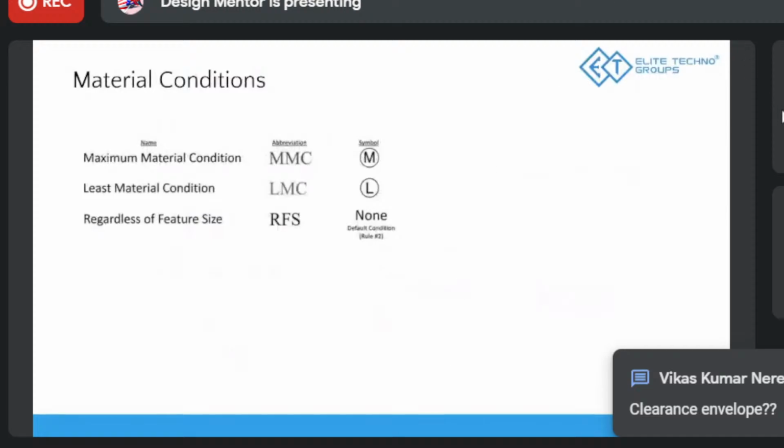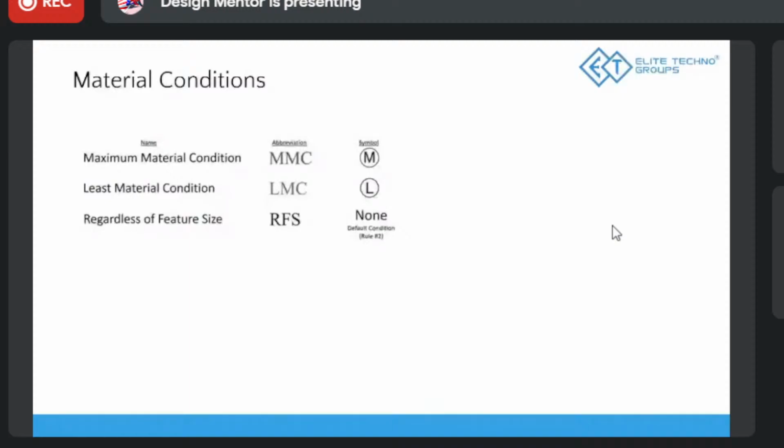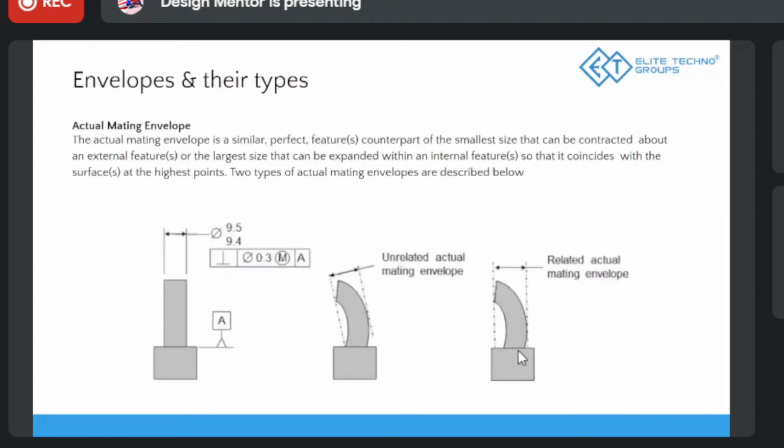Then let's come to material condition. Is there any particular symbol for envelope? No. They just mention it in short form, like AME or UAME. So that is not really required during the drawing. It is something required while you design a part, while you consider design considerations. So that's where it's required, and I'll further tell you where it's required.